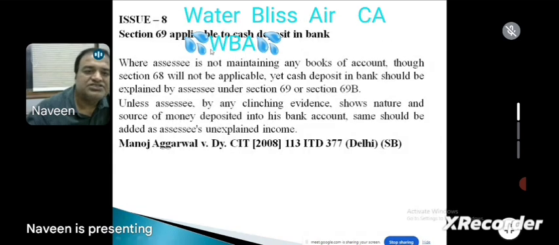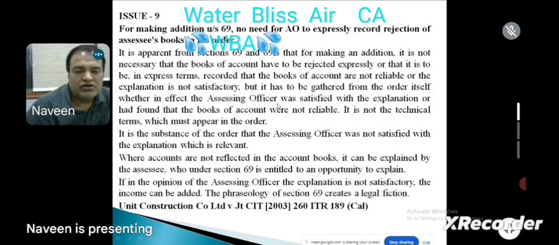Move forward, sir. Is Section 69 applicable to cash deposit in bank? The assessee is not maintaining any books of account. Though Section 68 will not be applicable, yet the cash deposit in bank should be explained by the assessee under Section 69 or 69B. Unless the assessee by any clinching evidence shows the nature and source of money deposited into his bank account, the same should not be added as the assessee's unexplained income. Now, for making an addition under Section 69, there is no need for the AO to record a rejection of the assessee's books in the order. So what are they saying? Well, the amounts are not reflected in the account books. The assessee under Section 69 is entitled to an opportunity to explain. If in the opinion of the AO the explanation is not satisfactory, income can be added.